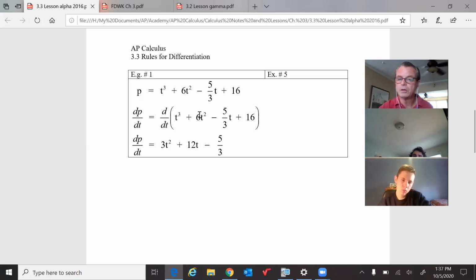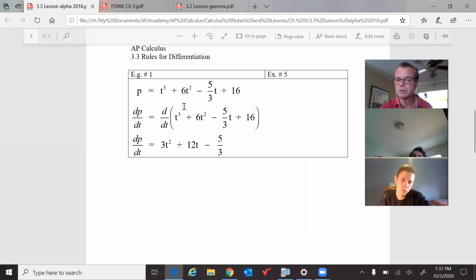6t squared: the 2 comes out front, 2 times 6 is 12, t to the first. Negative 5/3 t to the 0. Anything to the 0 power is 1. Plus 16: the derivative of a constant is 0. That's it.